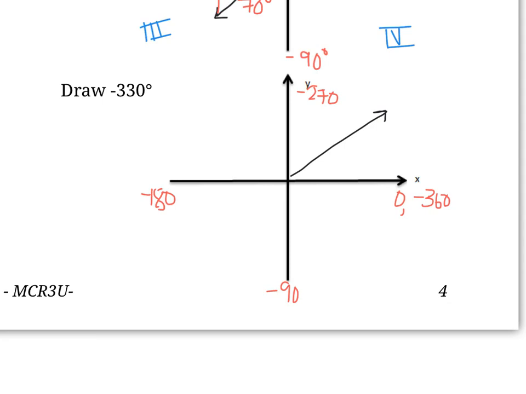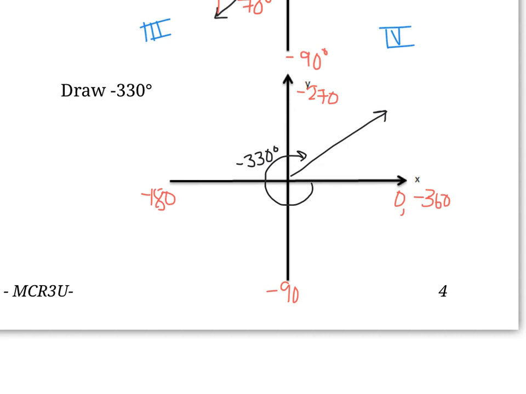Because if we're dealing with negative degrees, we're going clockwise. This would be negative 90. This would be negative 180, negative 270. Negative 330 is between negative 270 and negative 360. So it has to be somewhere here. So if we were to draw it, it would look something like that. That is what negative 330 degrees is.